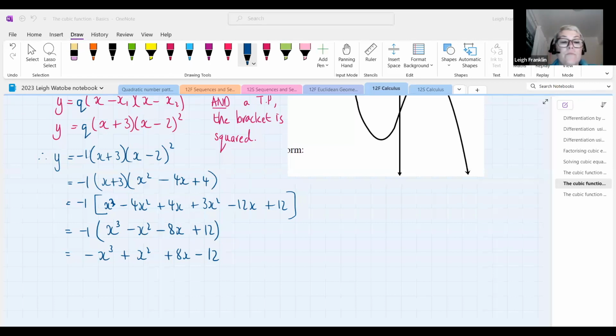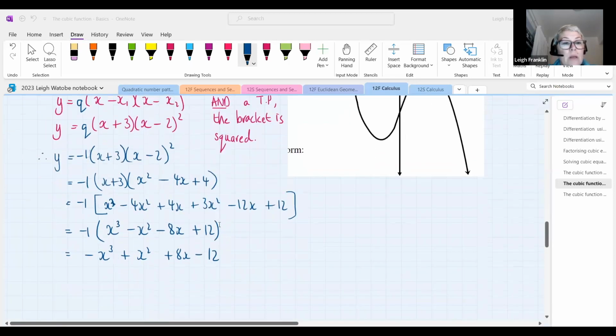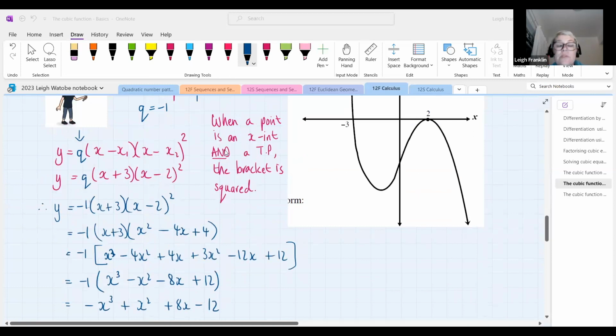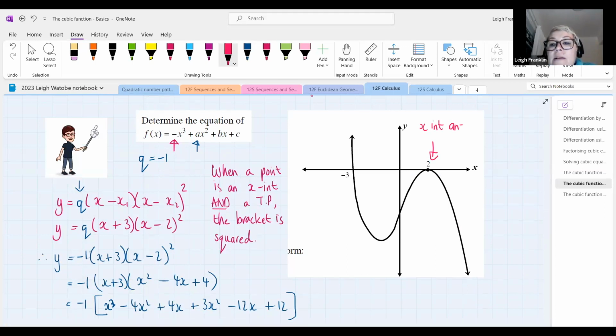Where does the x minus 2 squared come from? Oh, okay. So that was the point that I was trying to make in the beginning. The x minus 2 comes from this point over here where I'm putting the pink arrow, because that point is an x-intercept and it is a turning point. So if you have a point on the graph that is an x-intercept and a turning point, then the bracket that value goes into must be squared.